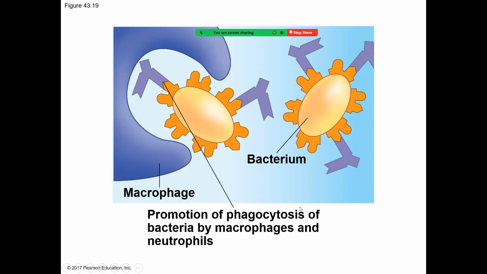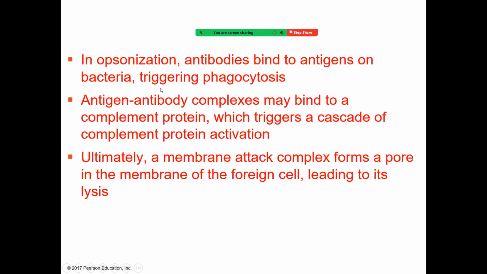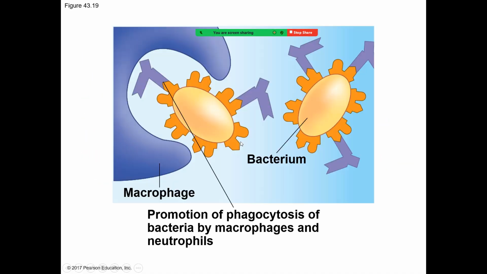This is what opsonization looks like. Remember, opsonization is to make a bacteria more tasty. So again, here's a bacterial cell, and here are antibodies that are bound to it. These antibodies make it easier for the macrophage to identify this as something foreign that needs to be eaten. So again, opsonization is to make something more tasty.